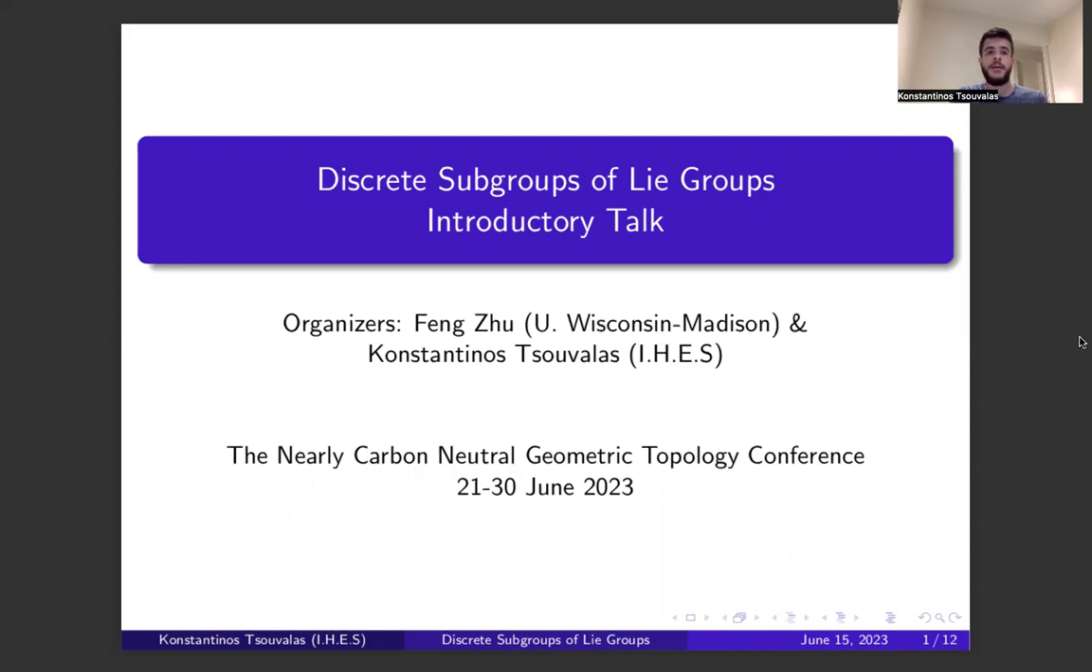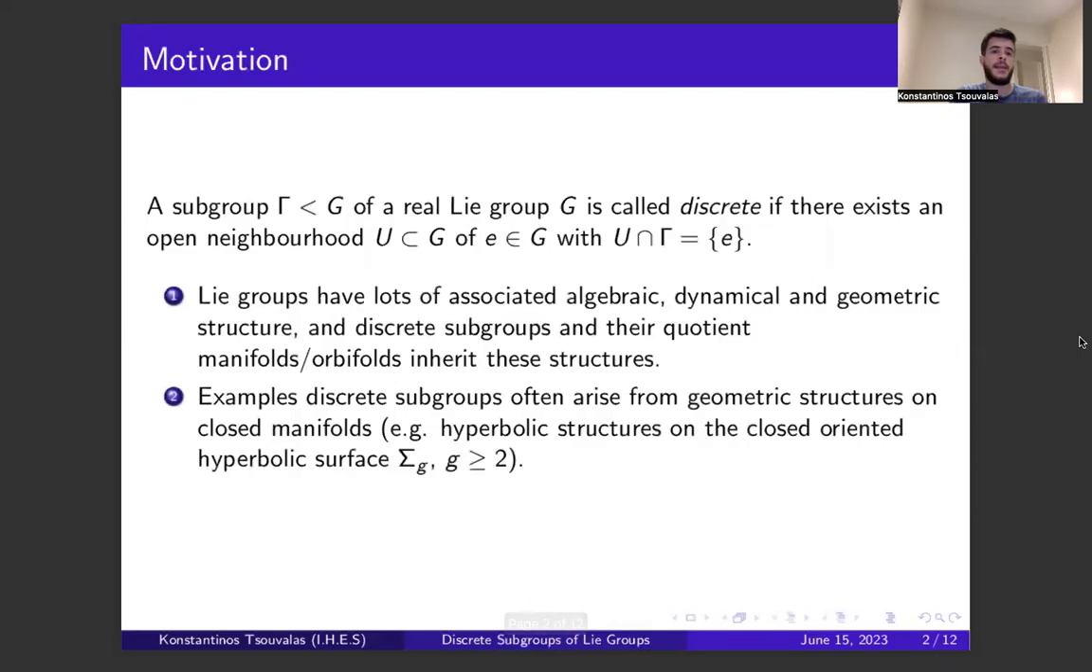And first, let us recall that a subgroup gamma of a real Lie group G is called discrete if there exists an open neighborhood U of the identity which intersects gamma at precisely the identity element.